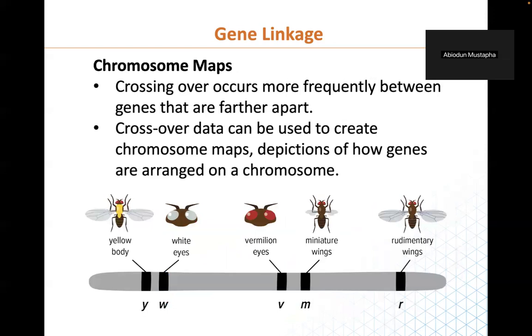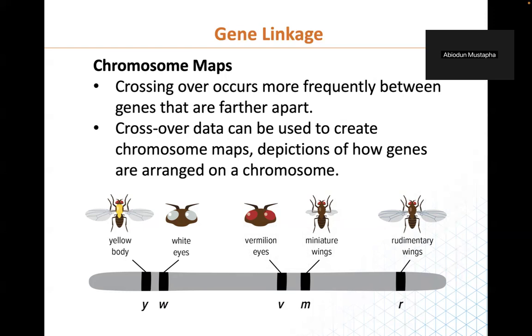A chromosome map is something very important. It helps to show how far genes are away from each other on a chromosome. Crossing over data can be used to create a chromosome map, and pictures of how genes are arranged on the chromosome can be used too. It's pretty easy to create a chromosome map, but you should pay attention to trying to draw at least one.